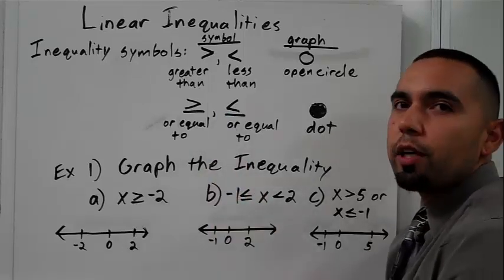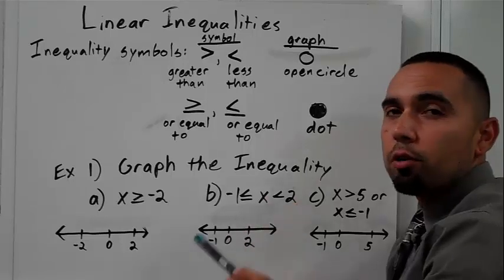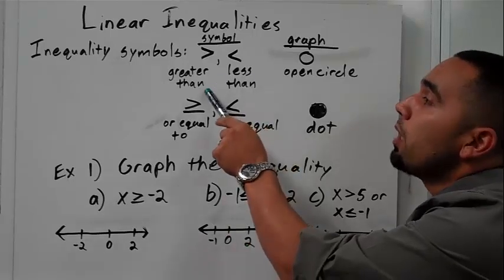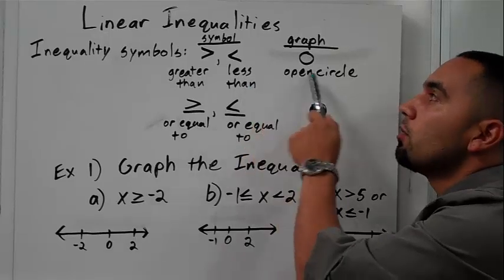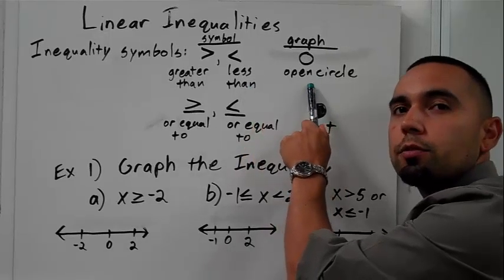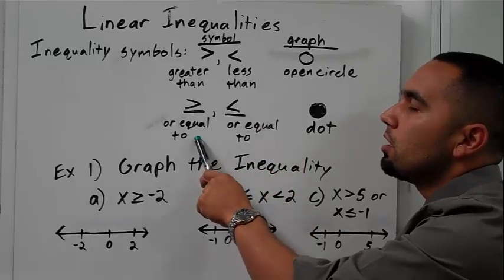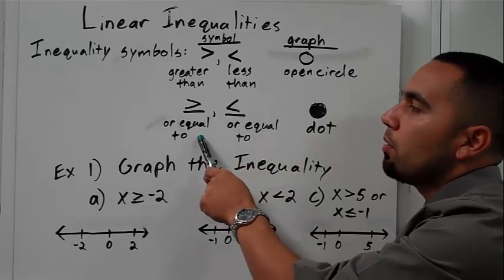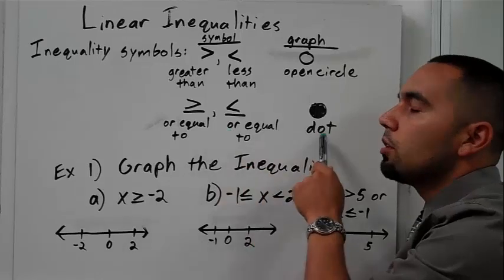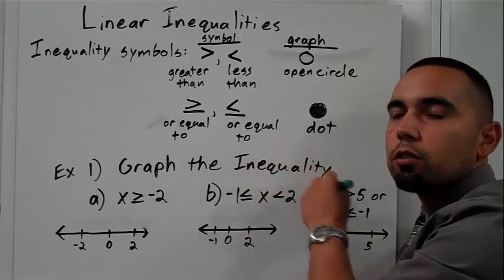Okay? And whenever we graph them, we're usually graphing them on a number line. So whenever we use greater than or less than, we always use an open circle. Okay? So on the number line, you're going to do an open circle. And whenever you see the greater than or equal to or less than or equal to sign, you're going to use a dot or a closed circle.